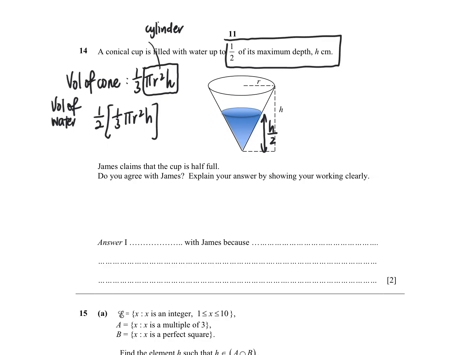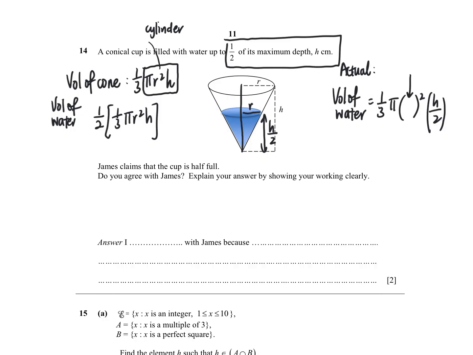So if I try to just normally find the volume, I will find volume of water, the actual, to be 1/3 pi r squared h. I don't know what the r is. I know the h is this. So how to find the r here? How to find the r here, to sub into the formula? How to find?